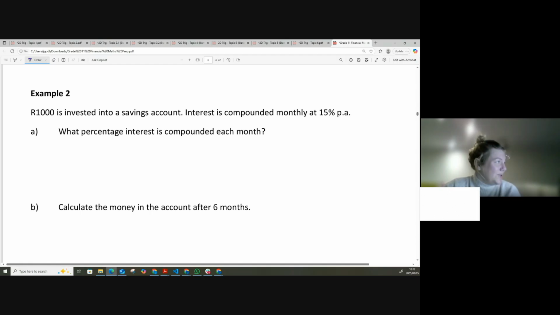Great, you guys are doing super well. So what percentage, if it was being compounded each month, we've got that 15%, and we're going to be dividing it by 12 because it's each month.